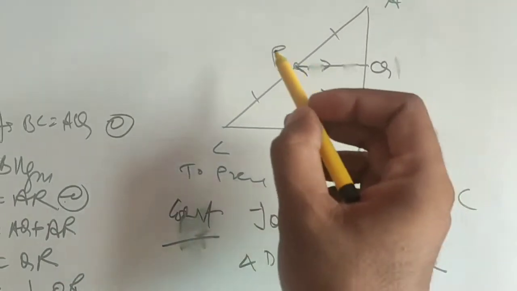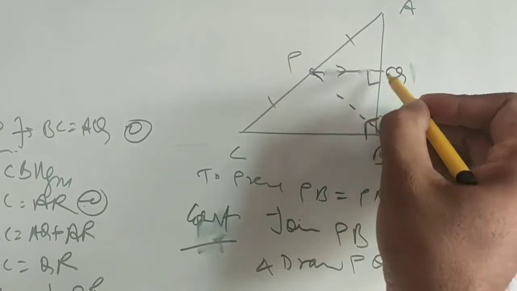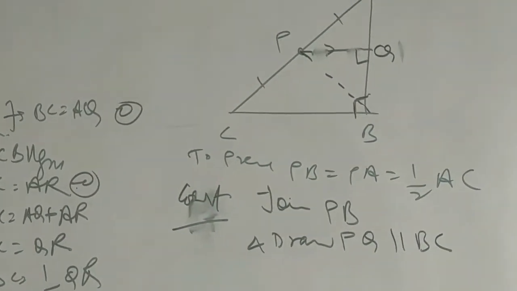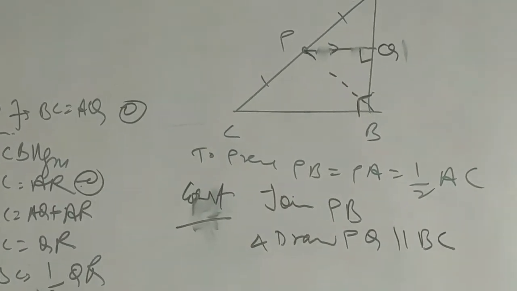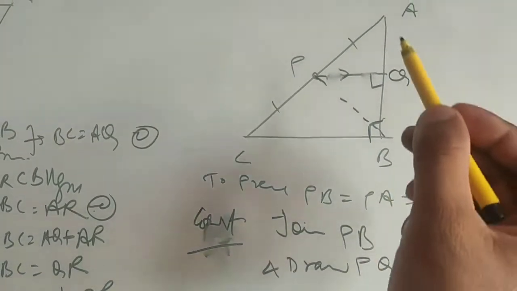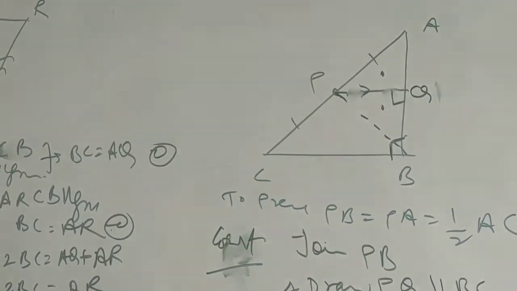Now if BC and PQ are parallel, this angle is given as 90 degrees. So this is also 90 degrees because these are co-interior angles. Sum of co-interior angles is 180. So now we need to prove that PA and PB are equal. Now consider these two triangles. In these two triangles, what do we have?